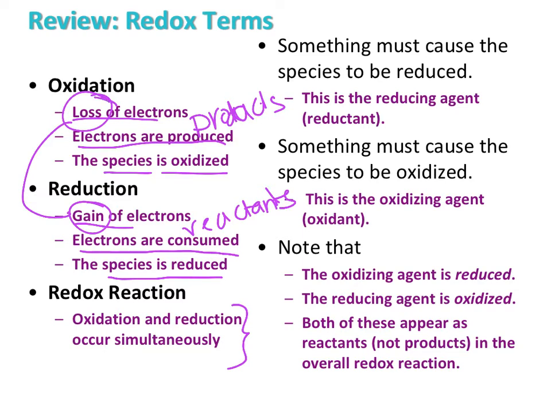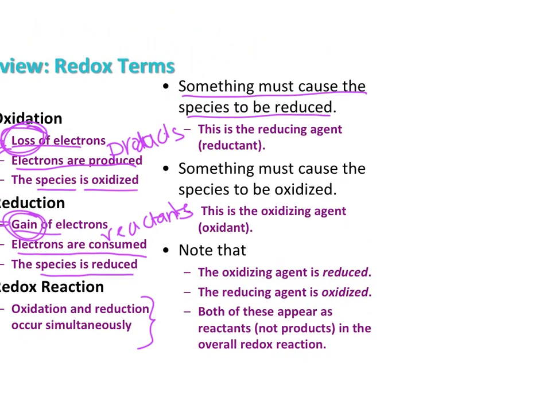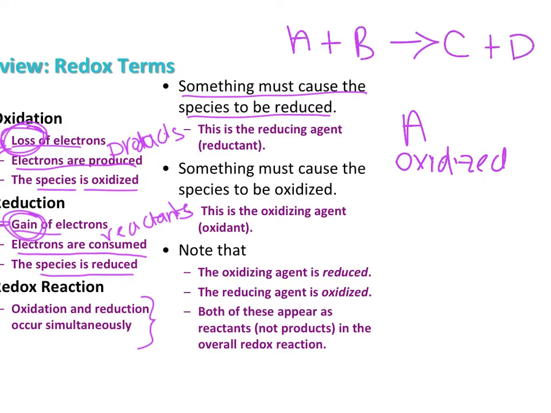So, as I just said, whatever loses the electrons gives them up, and whatever is reduced gains them, right? So one thing has to give it up for the other. So something must cause the species to be reduced. Once you figure out that A was oxidized, and we're going to talk about how you figure that out in a second, but let's say A plus B gives me C and D, right? I said A is oxidized, B is reduced.